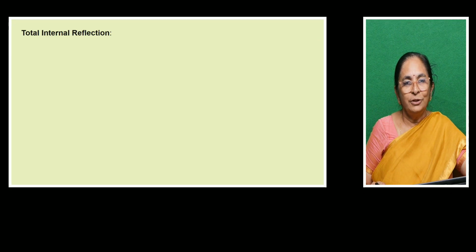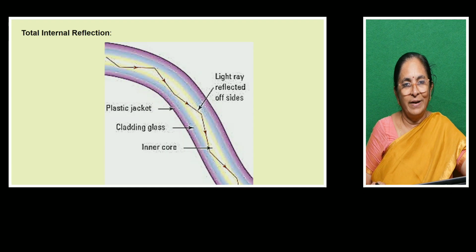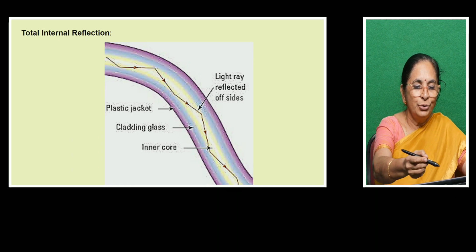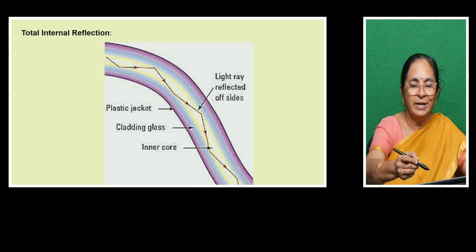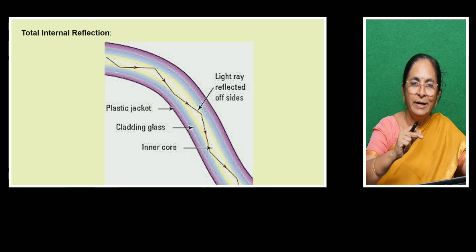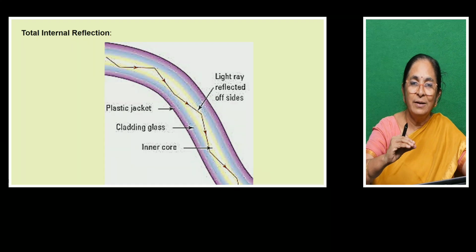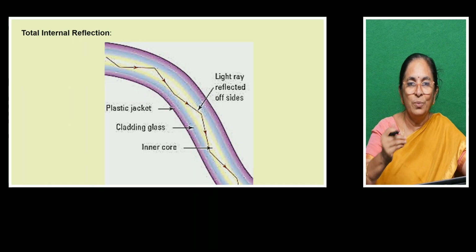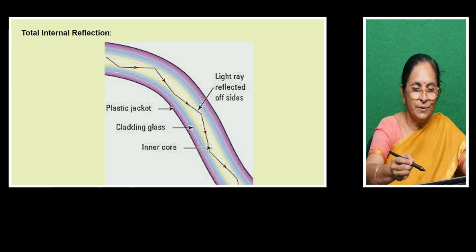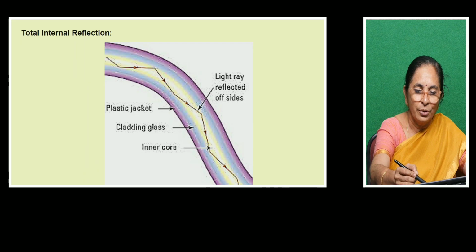Now, what is total internal reflection? The same thing with better clarity I have provided here. Total internal reflection takes place between two media. So when the light ray travels from a higher refractive index region to a lower index region, total internal reflection takes place. So the light fed into the core, we know the core has a higher refractive index than the cladding.